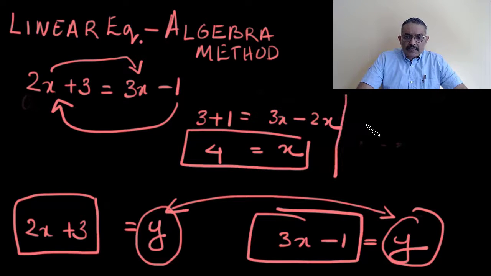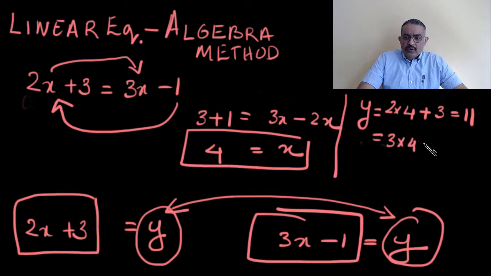Now let's just think about the value of y. There are two alternatives. Both of them should yield the same value. So let's first apply y equal to 2x plus 3. So 2 times 4 plus 3, that is 8 plus 3 or 11. Or the other option is 3 times 4 minus 1, and this is 12 minus 1 or 11. So there you have it. The value of x is 4 and the value of y is 11, and that solves both those equations.